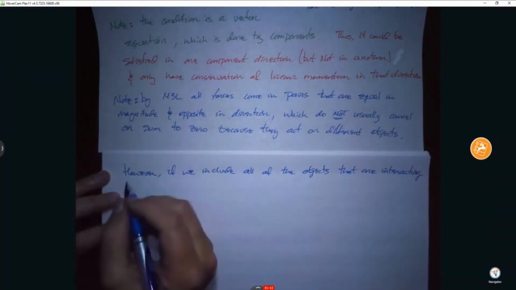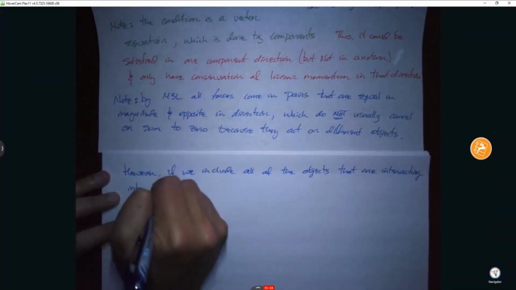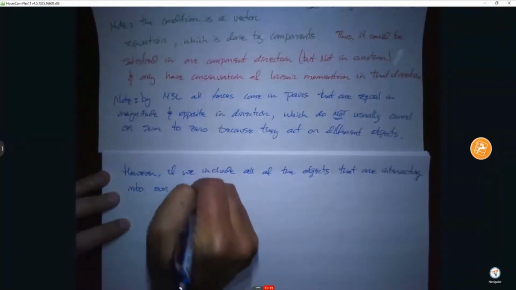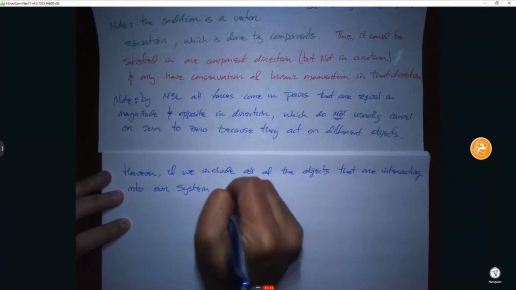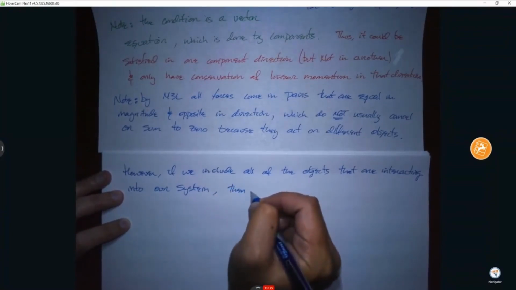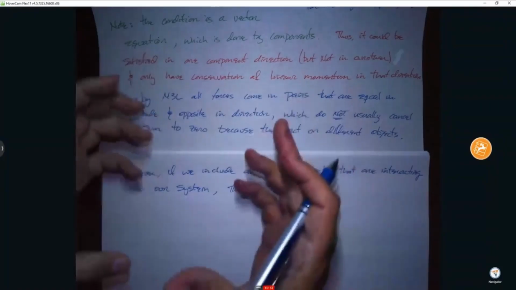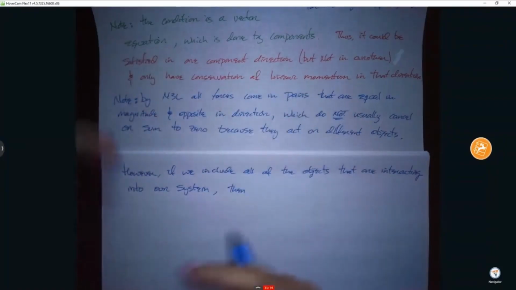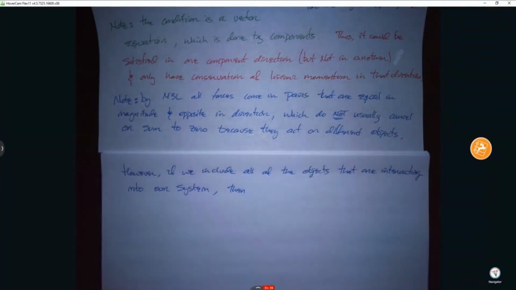If we include all the objects that are interacting into our system, then you're guaranteed by the third law that they are equal magnitude, opposite direction. And then when you sum over all the objects, you get zero. You're guaranteed conservation of momentum.